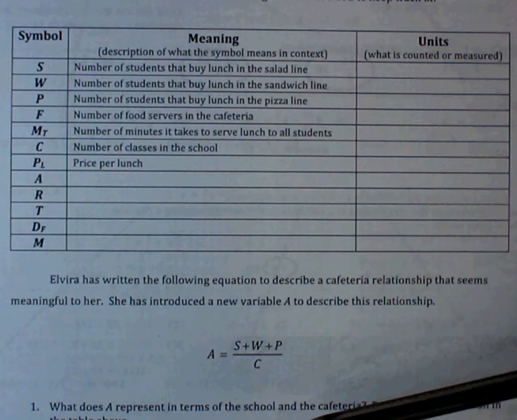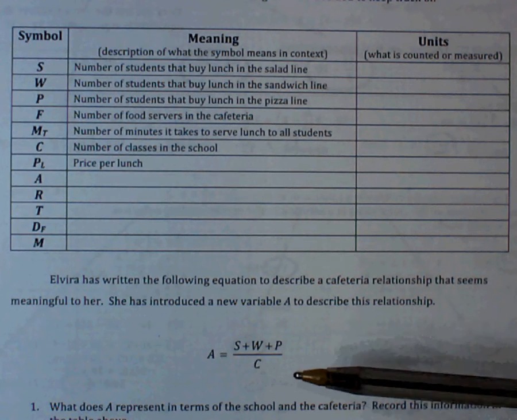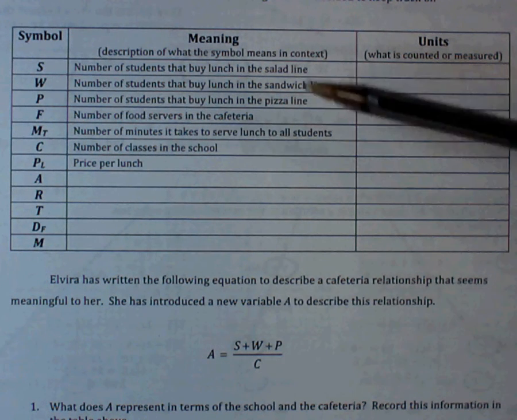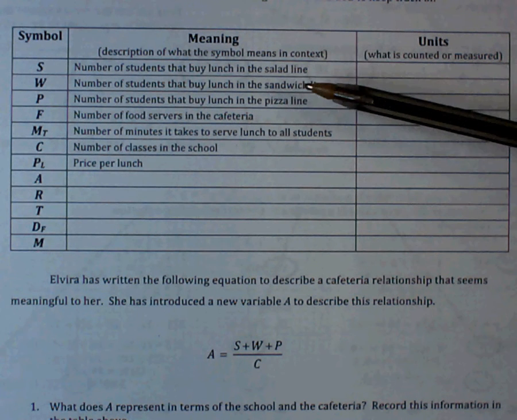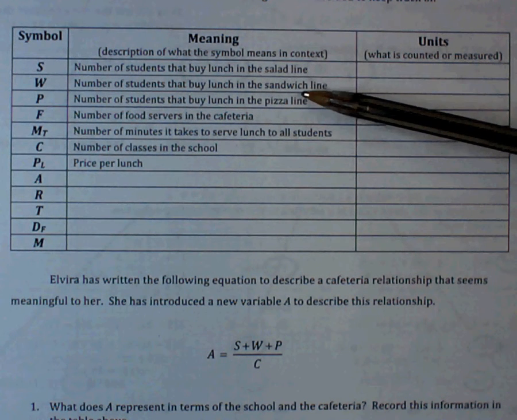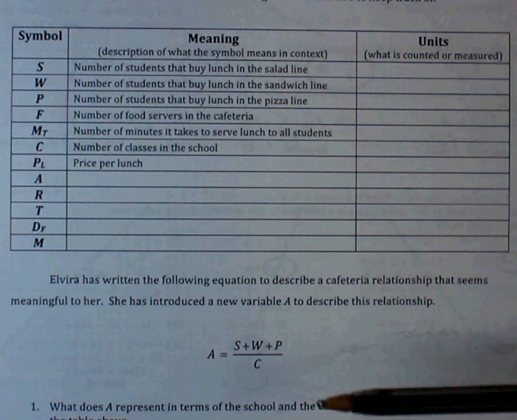So our first job, number one: what does A represent in terms of the school and the cafeteria? Record this information in the table above. This is a time for you to talk to your partner, talk to other people. What does it represent? What would it mean to add the number of students that buy lunch in the salad line and in the sandwich line and in the pizza line, and to divide it by the number of classes in the school? Can you think of what that would mean?